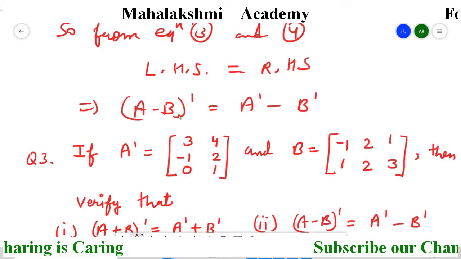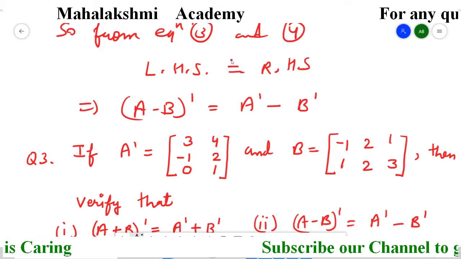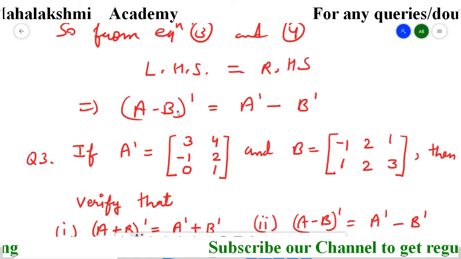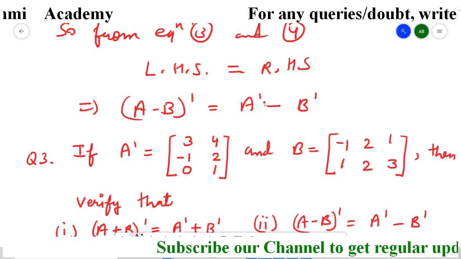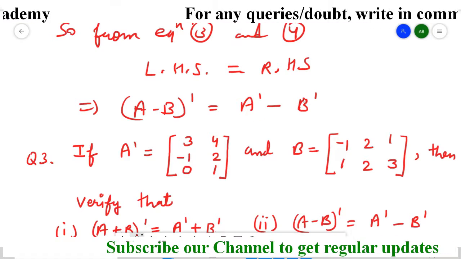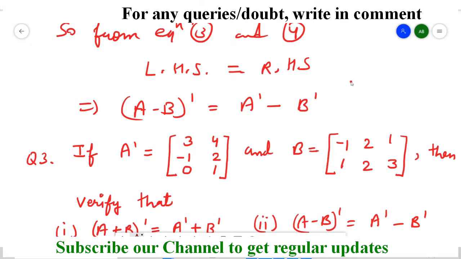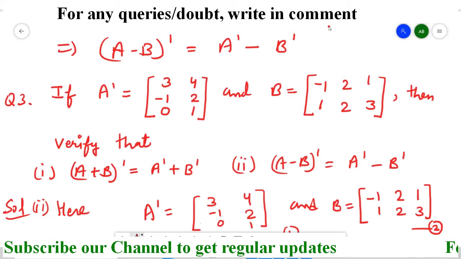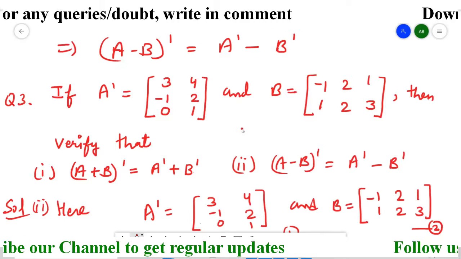So from here we can understand that if we have to do the transpose of the difference of two matrices, then it is equal to the A matrix transpose minus B matrix transpose. Separately you can do them and then subtract them. Now the question number 3 is also of the same type, so together I have done it.